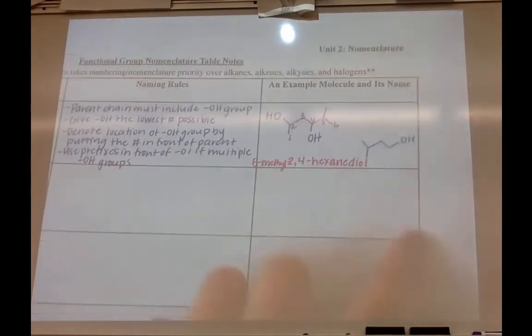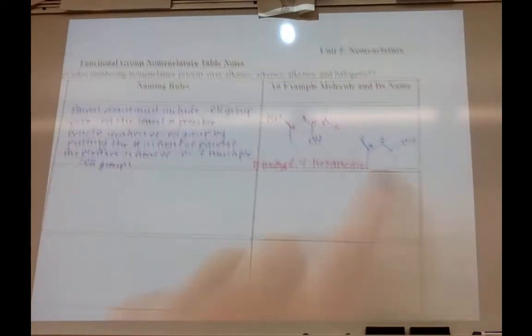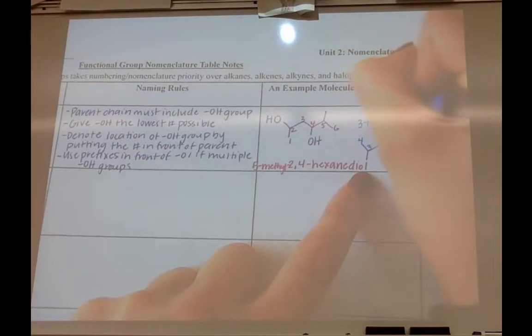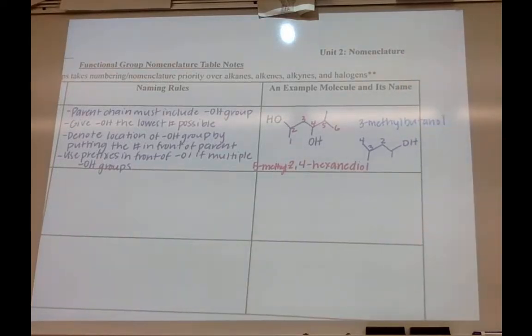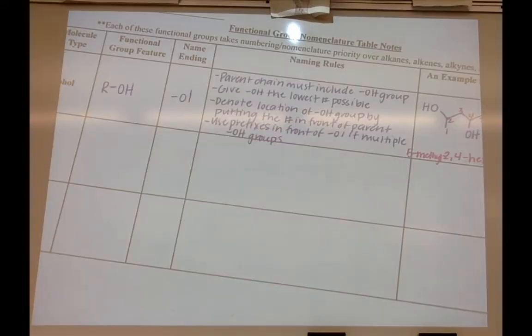Then if we number this way, look at the second one. 1, 2, 3, 4. Your OH takes priority over any other substituent. Give it the lowest number possible. What's 4 carbons? Butane. So it becomes butanol. So to name this, it would be 3-methyl. And you could do 1-butanol, but if you just did 3-methyl-butanol, that's telling us it's on carbon 1. Yes.